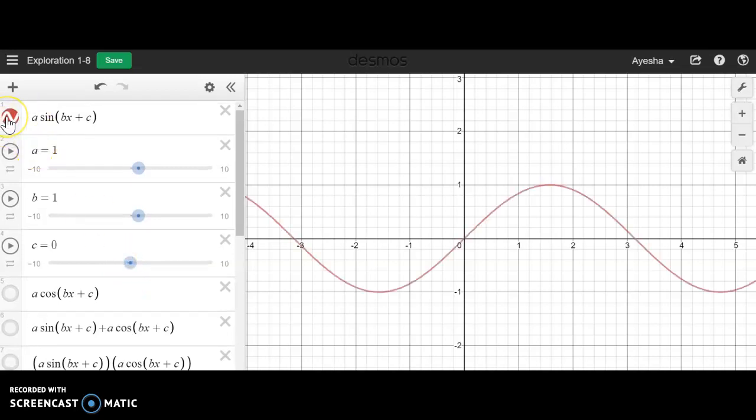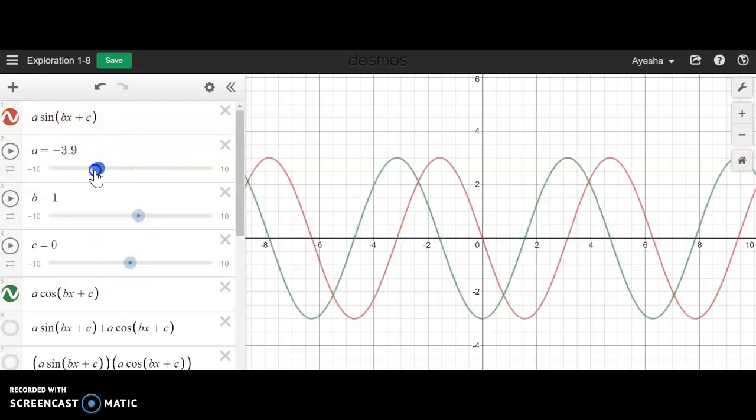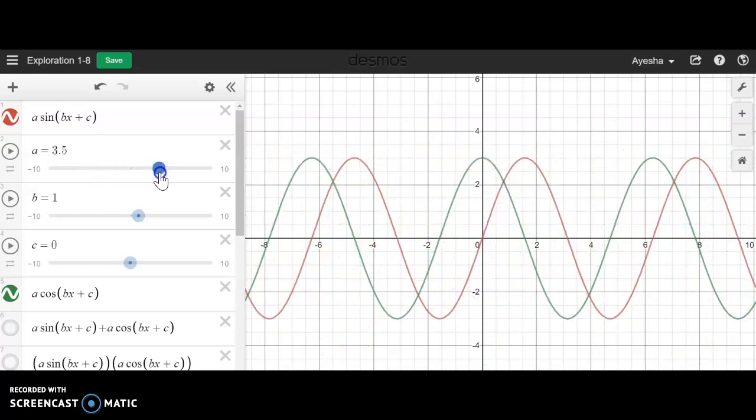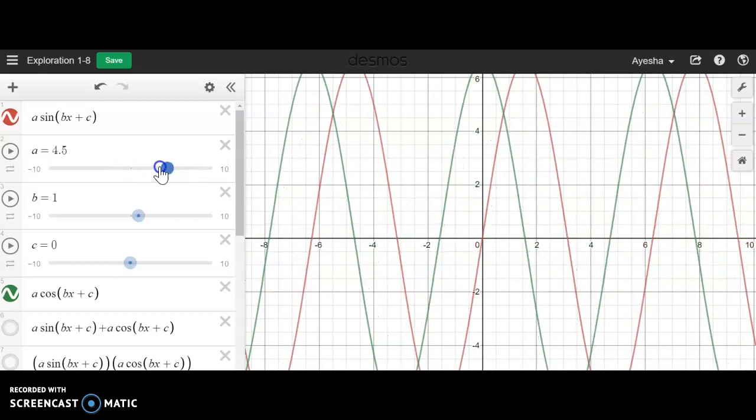So we start with our graph of f of x, which is a sine bx plus c, and we also have our graph of g of x, which is a cosine bx plus c. These share the parameters a, b, and c. So if I make changes to a, it changes the amplitude for both f of x and g of x.